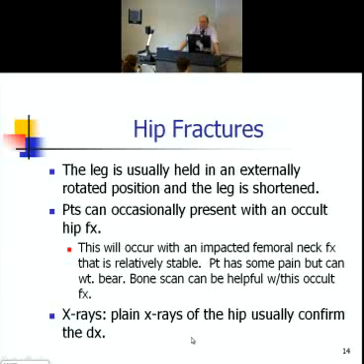So, again, occasionally, and I've seen this a few times, but the one time that I saw it that was most impressive to me because of the circumstances was an impacted femoral neck fracture. Again, talking before about that impacted fracture where one bone is driven into the other, that is relatively stable, and as a result, the patient is able to weight bear.